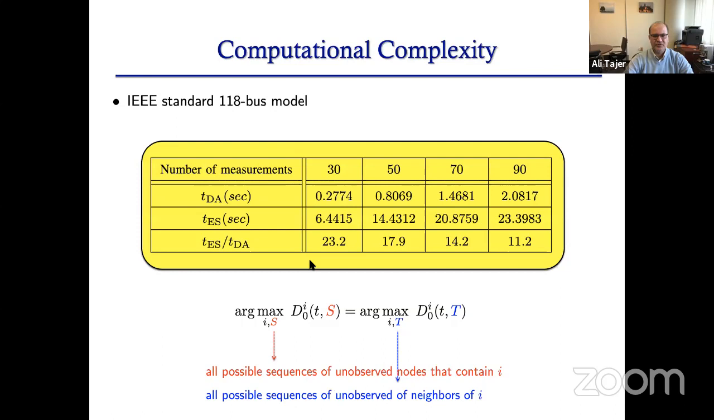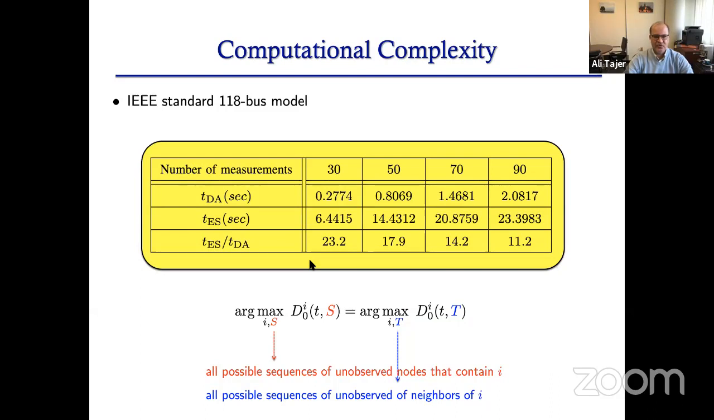So just also looking at the computational complexity due to searching for the best sampling sequence that we have. We are looking at 3 or 4 examples in the 118 bus model when we collect 30 samples or 50 samples or 70 or 90. And in each of them, we look at the time required for solving the problems. So the last row is exhaustive search. The second row is the exhaustive search. That is the time that a regular machine in our lab requires for solving the problem.